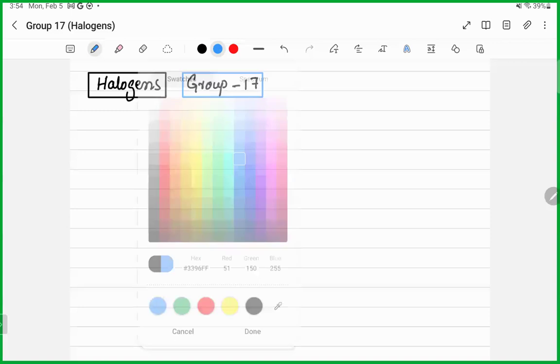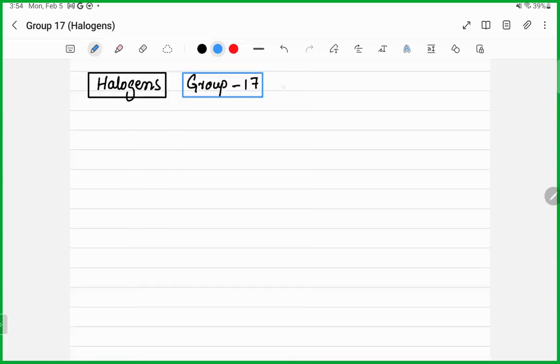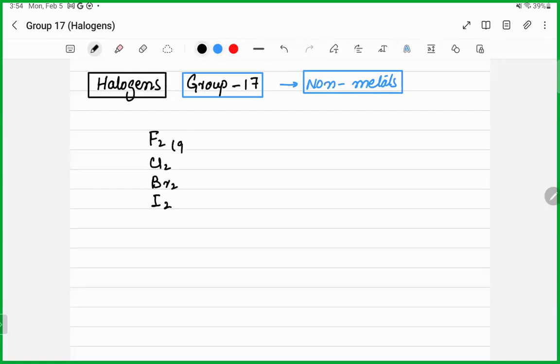So yes, halogens are group 17, and they are typical non-metals. Okay, so all halogens are non-metals. Yes, we all know that group 17 or group 7 is a non-metal. And we have fluorine F2, Cl2, Br2, and I2. Obviously, below this is astatine, which is very less reactive, so we are not going to cover it. So fluorine and chlorine are gases, bromine is a liquid, and iodine is a solid in nature. Astatine is a solid as well.